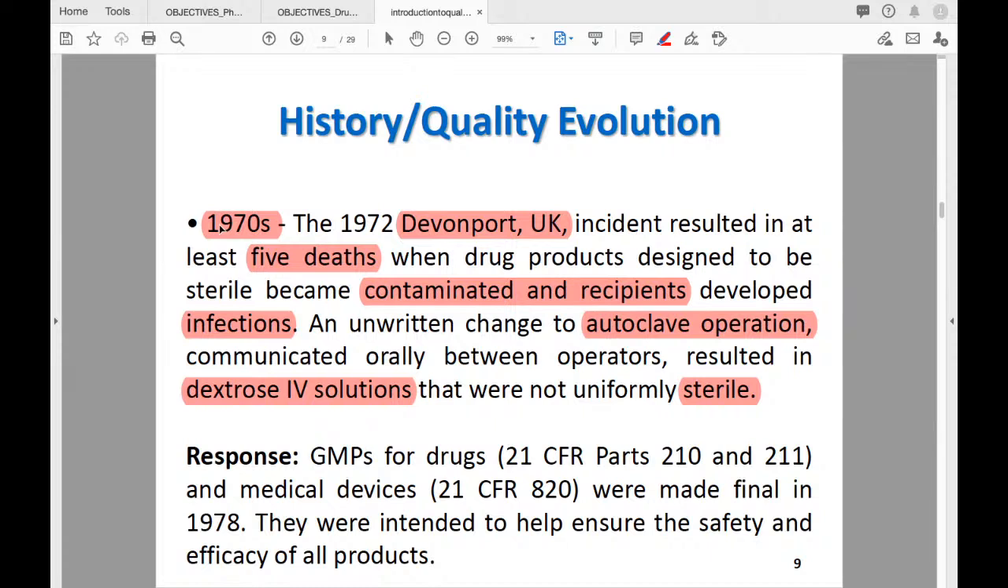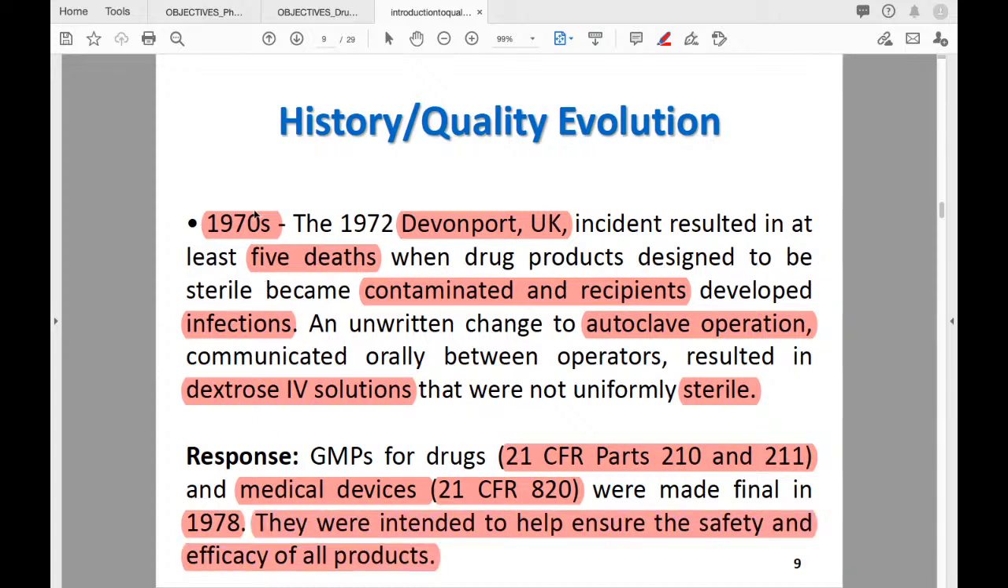So GMP, good manufacturing practices for drugs. 21 CFR parts 210 and 211 came out, and for medical devices, 21 CFR 820 was made final in 1978. This law also took them 8 years to come up, and they were intended to help ensure the safety and efficacy of all the products. It's very sad to say, even this happens in India.